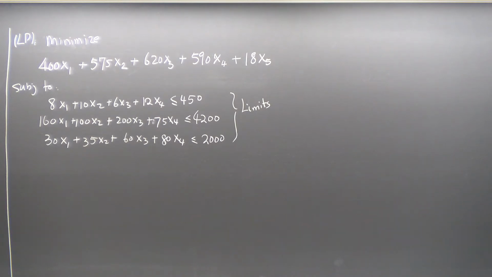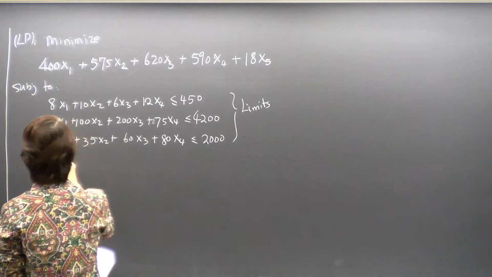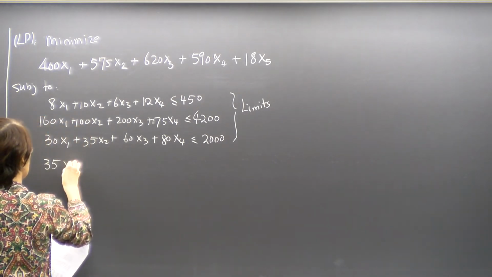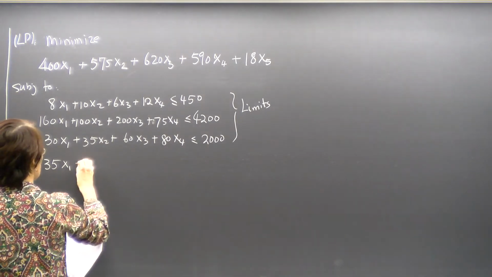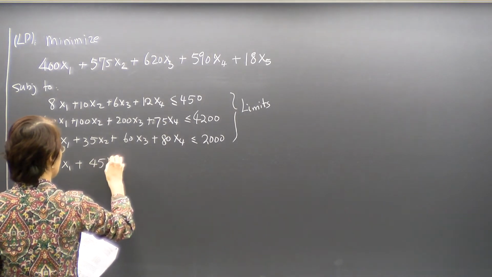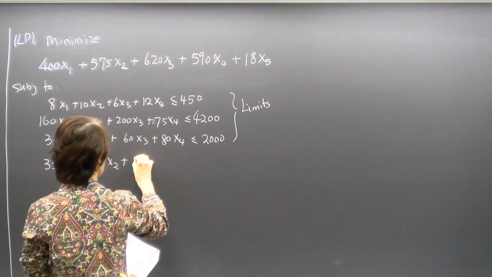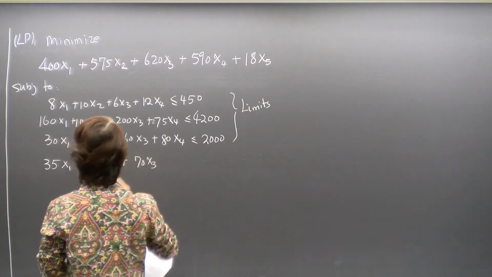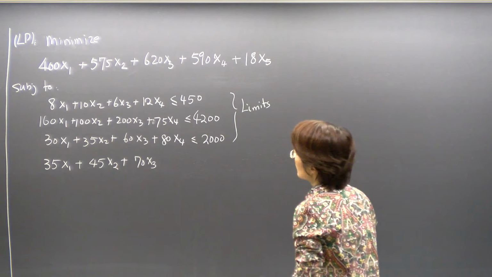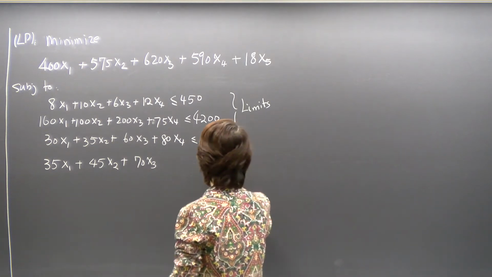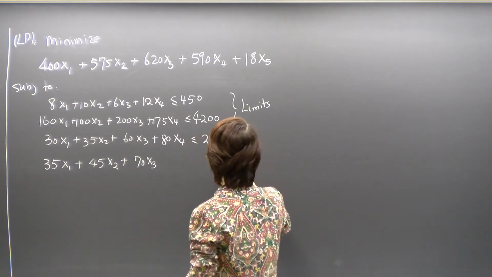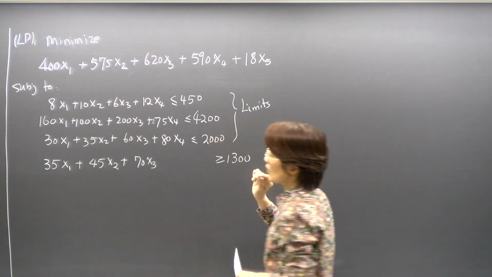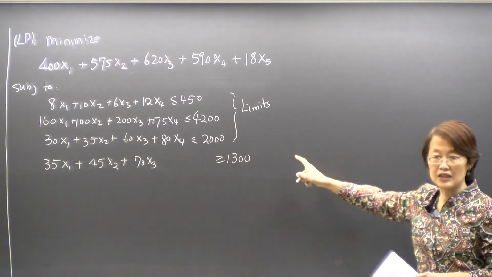Okay, and then we have the other two requirements coming out of the requirement for the output. I have to make these products, right? So product 1, I will make this many, 35 x1 from processor 1, 45 x2 from processor 2, 70 x3 from processor 3, and processor 4 doesn't do anything, and this must be bigger than or equal to 1300, right? At least I have to make that.